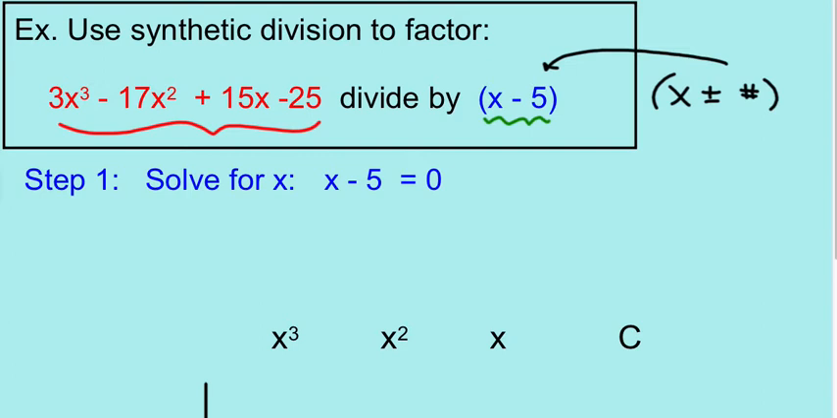So the first thing we want to do is take that blue equation and solve it for x. So I'm going to add 5 to both sides. So I get x equals 5. And we're going to use that number in just a little bit.